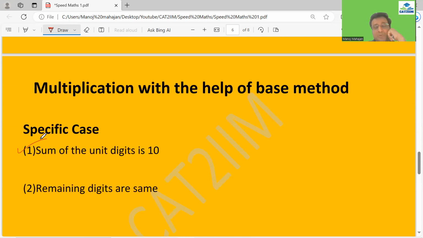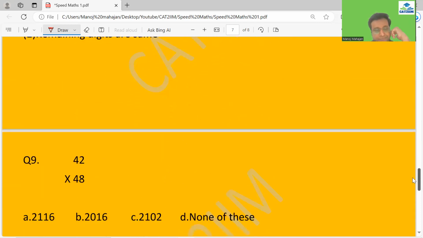The first criterion to be satisfied is that the sum of the unit digits is 10. And remember, the remaining digits are the same. So if these two are satisfied, we can look forward to being much, much faster. So let's see how we're going to do it.